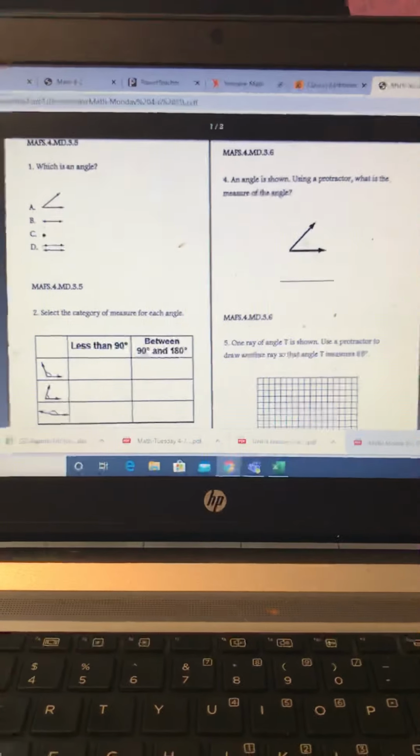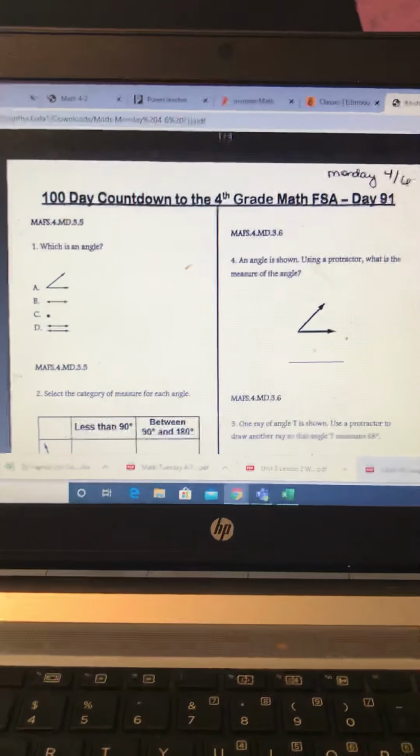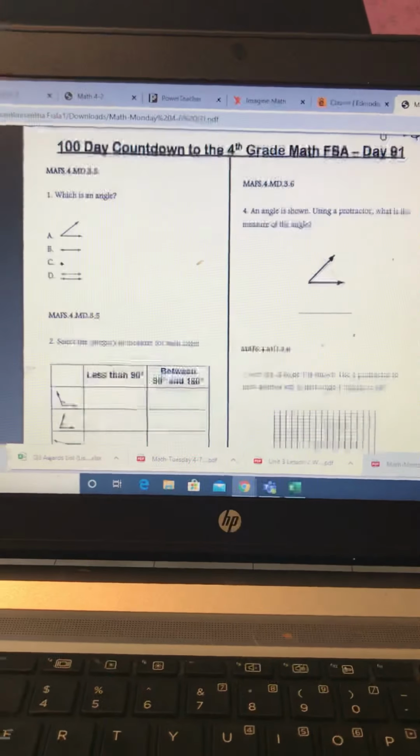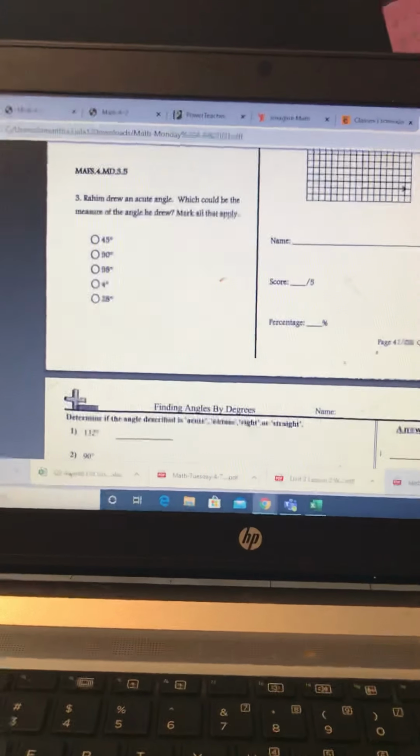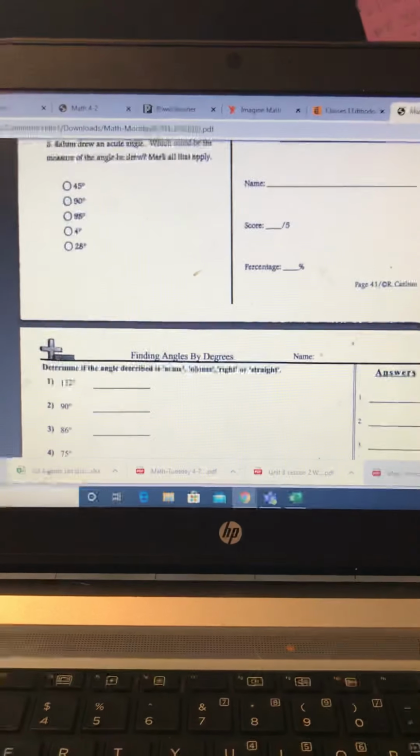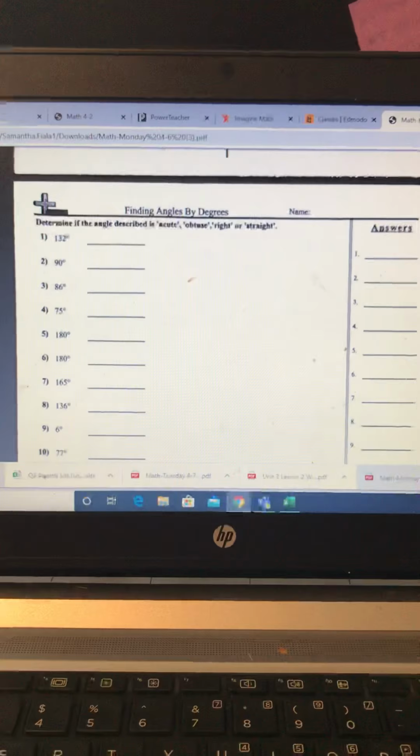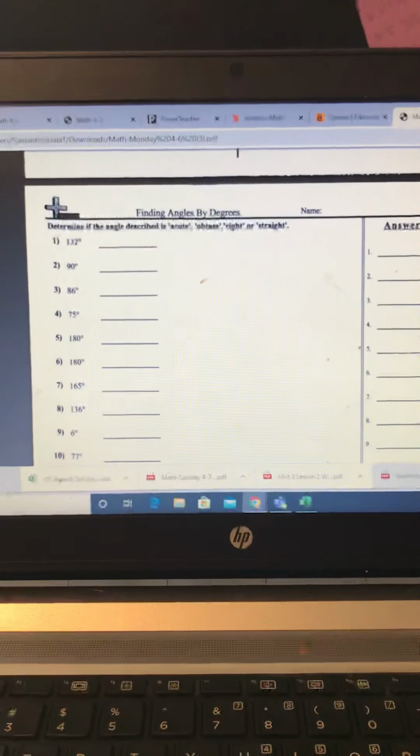It is 4-6. When you open up the attachment that is posted on Edmodo, here is what comes up for what you need to do today. It is 1 page for the FSA countdown instead of 2 from last week, and then your 1 worksheet that goes along with the lesson for today. So the lesson for today is on angles.